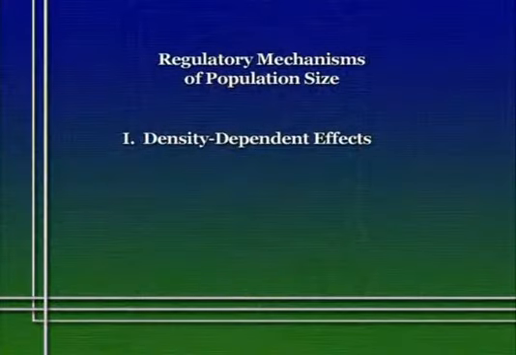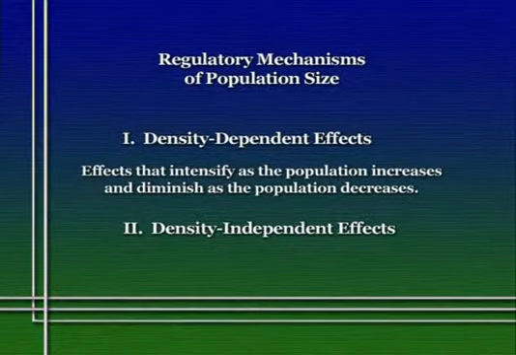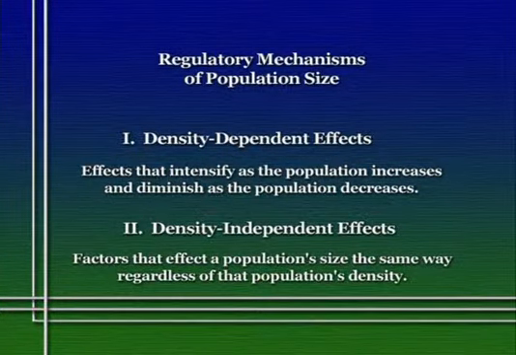Population ecologists separate the mechanisms that might regulate population size into two general categories. These categories are referred to as density-dependent effects or density-independent effects. Now, density-dependent effects, as the name suggests, are those effects that intensify as the density or population size of a population increases and that reduce as the density of a population decreases. They're density-dependent effects. By contrast, density-independent effects, again as the name suggests, are factors that affect a population's size irrespective of what the current density of the population is. Let's take a look at how these factors work in turn.